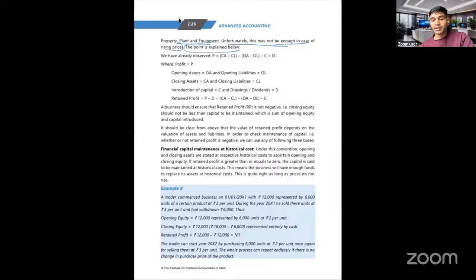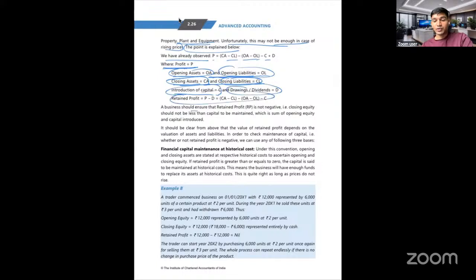The point is explained below. We have already observed that P is equal to CA minus CL minus opening assets minus opening liabilities minus capital introduced plus drawings. So profit P is equal to closing assets CA minus closing liabilities CL, minus opening assets OA and opening liabilities OL, minus capital introduced C, plus drawings or dividend D. This is the return profit.